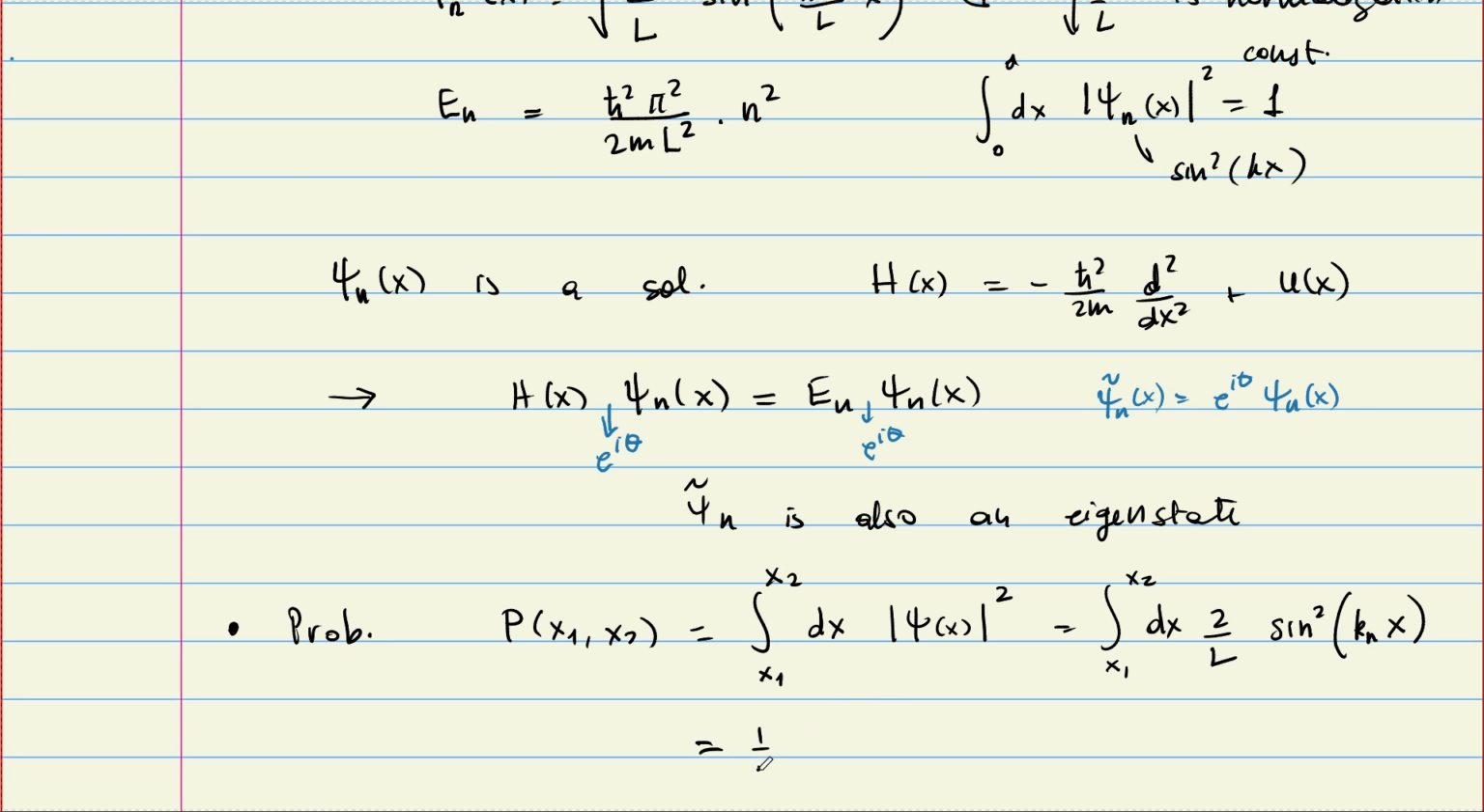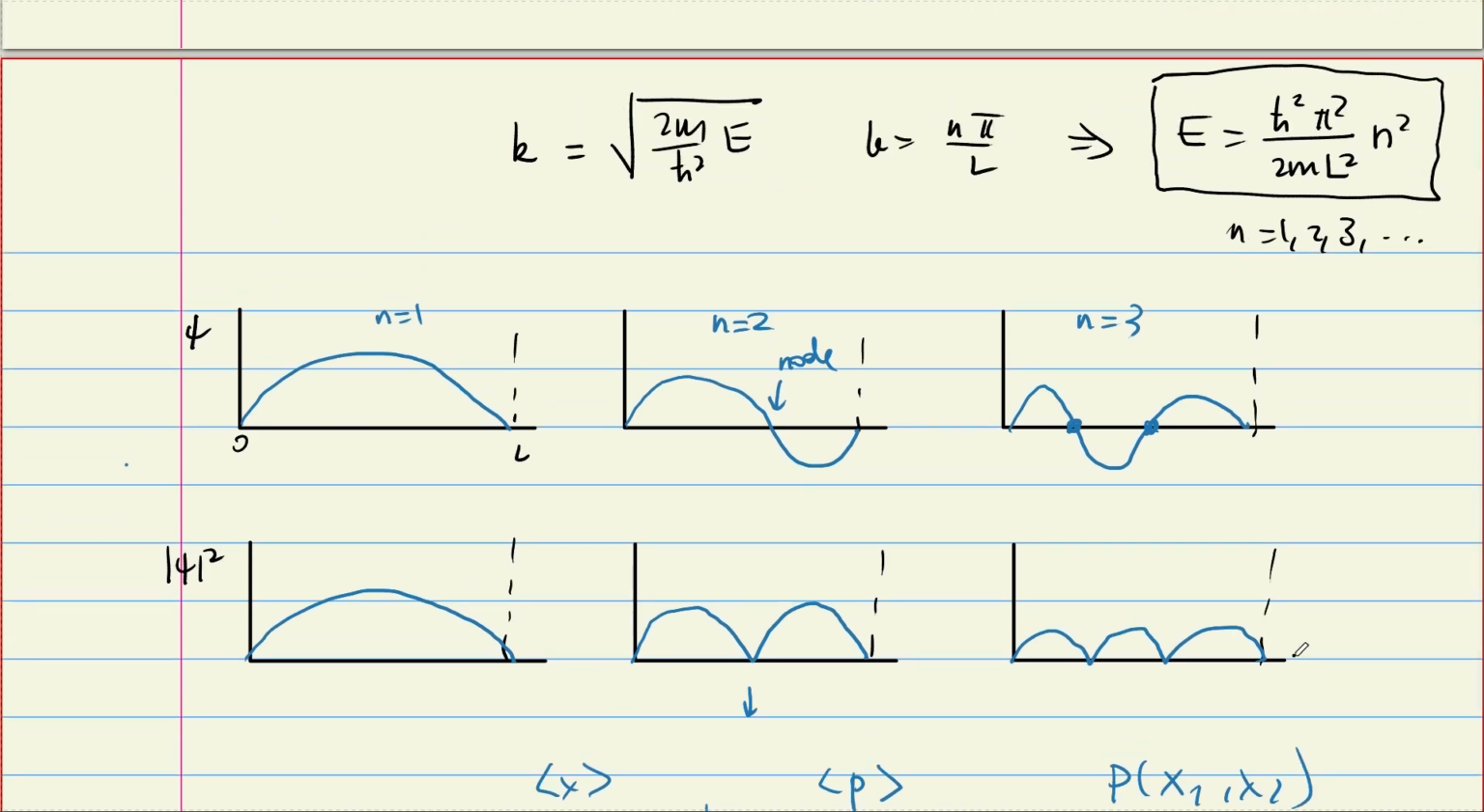It is 1 over L x from x1 to x2 minus 1 over L sine of 2 K n x. Why 2? Because I have to convert sine squared to sine and cosine without square. And for that, that's why it is 2 divided by 2 K n, evaluated between x1 and x2. And that's going to give you these graphs which we plotted, right? Just the area under the curve between given x1 and x2.